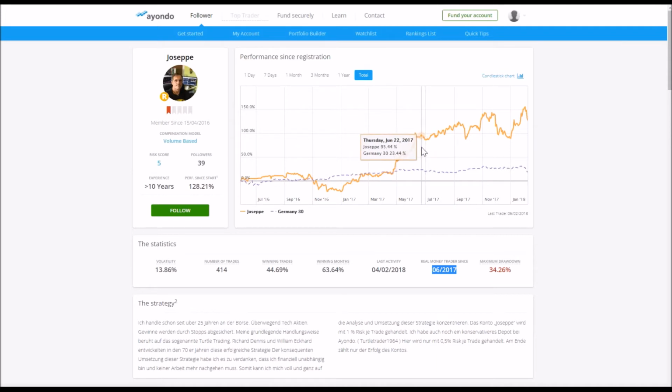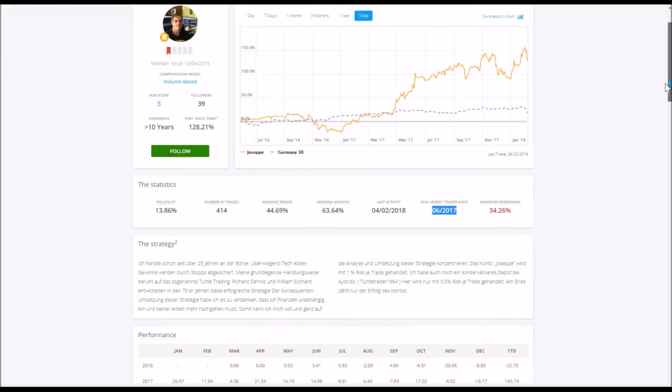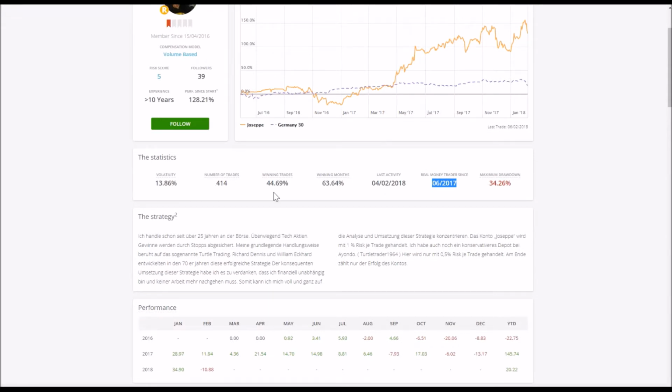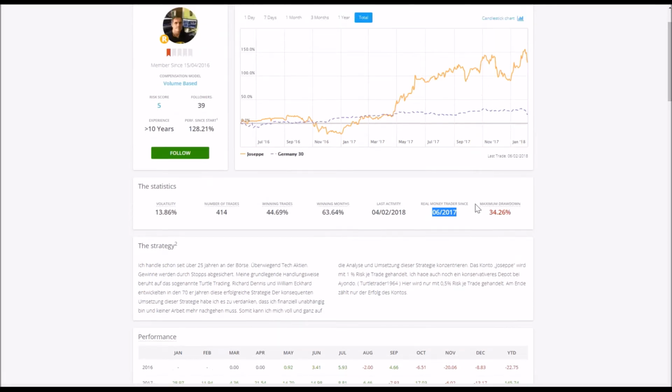But if you're looking at a real money trader, it's important to see just how long they have been trading with real money. Down here we have a bit more information: volatility, number of trades done, winning trades versus losing trades, winning months. Perfectly realistic numbers there. I always get a bit worried if I see somebody who's got 99% winning trades, because it can suggest that maybe they're not willing to take a loss. But this one looks like a sensible trader. Real money trader since then, maximum drawdown, and so it goes on.